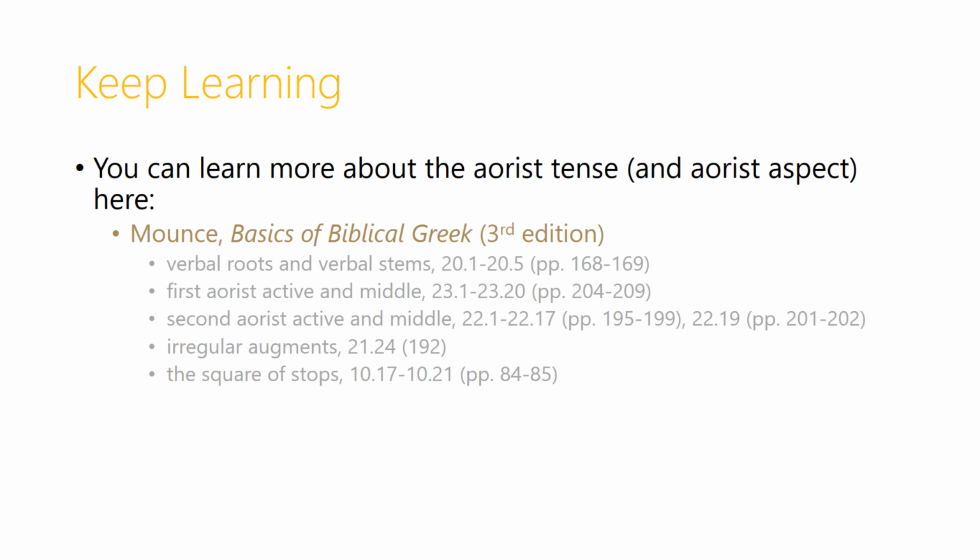This is a lot to take in all at once, and I'm sure you'll want to come back and review this video a few times. But you can also find more about the Aorist Tense and Aorist Aspect in Mounce's Basics of Biblical Greek, and I've given you, as usual, the page numbers and section numbers for the 3rd edition.